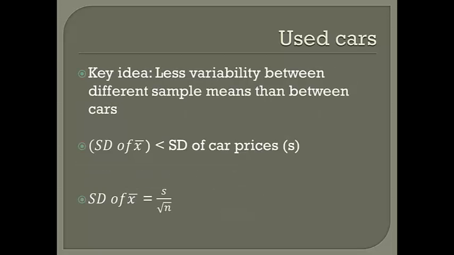The key idea here is that there will be less variability between different sample means than there is between cars. That is, the standard deviation of the X bars, the standard error, will be less than the standard deviation of car prices, which we denote with S. You can see this in the following formula, which shows you the prediction of what the standard deviation is for the sample means. The predicted value of the standard deviation of the sample means is S over the square root of n.